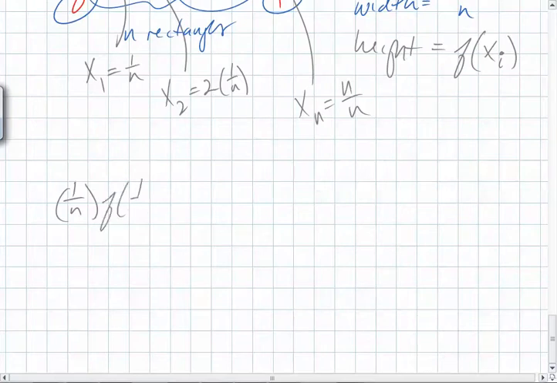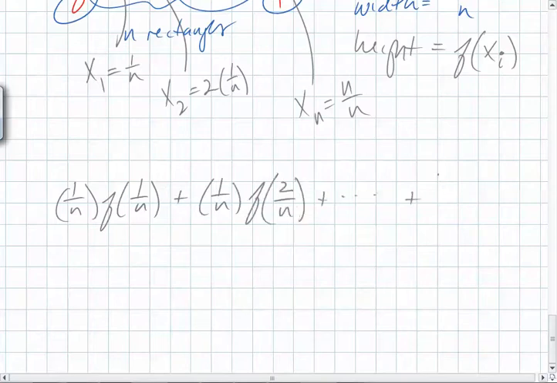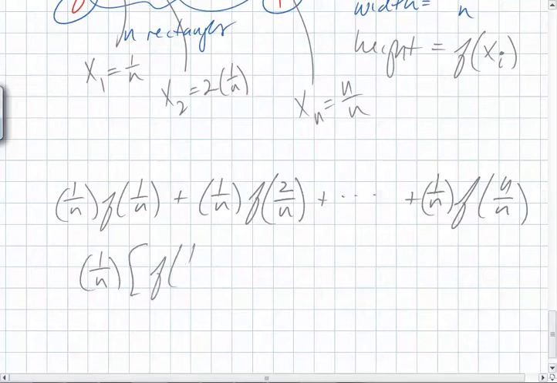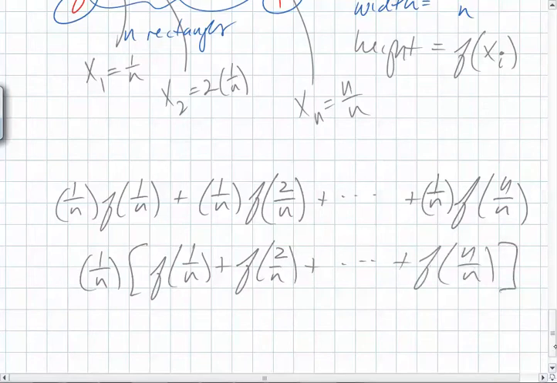The function evaluated at 1 over n, which is x1, right? And then what do you add to it? Well, the next width times f of 2 over n, right? And what does it go up to? 1 over n times f of... There's a lot of repetition in there, right? What can I factor out of each of those? 1 over n. So I end up with 1 over n times the function evaluated at 1 over n plus the function evaluated at 2 over n plus all the way up to the function evaluated at n over n.